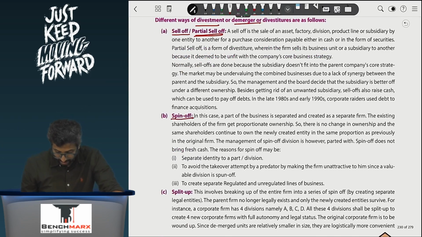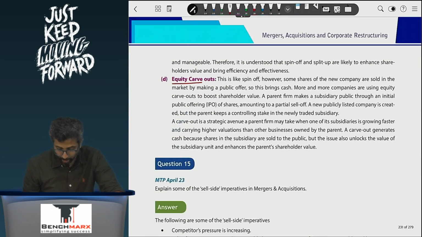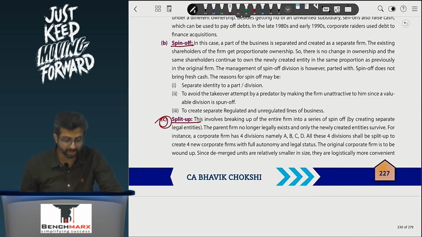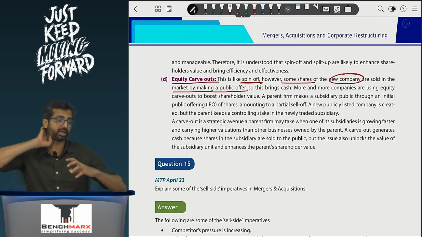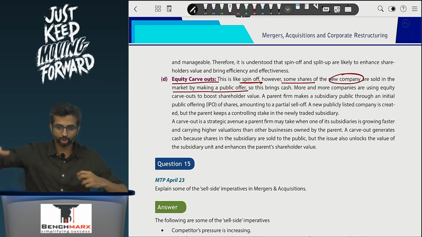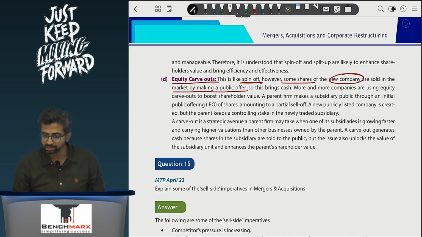Spin off, split up, and equity carve out. We have not studied split up per se, but we discussed spin off. In a spin off, you guys tell me, shares are issued to whom? Shareholders. The existing shareholders of the firm get proportionate ownership. See, in spin off it is written that existing shareholders get proportionate ownership. Split up we will see. What happens in an equity carve out? It is like spin off. However, some shares of the new company are sold in the market by making a public offer. I said Bharti Infratel came up, made a new company and issued shares even to the public at large. That is a carve out.